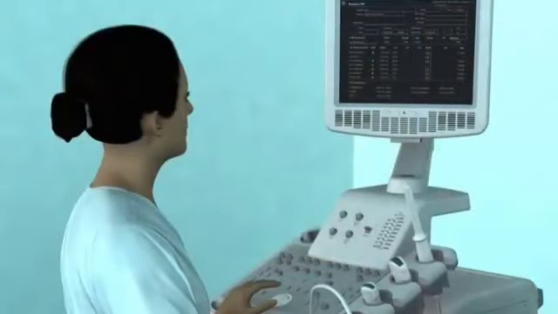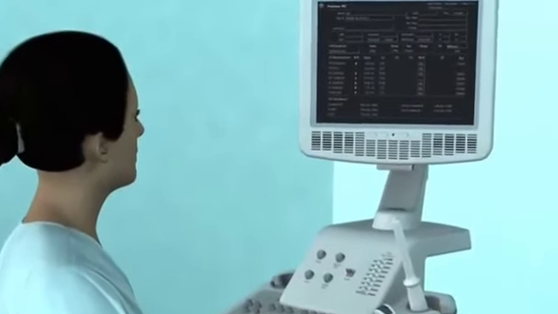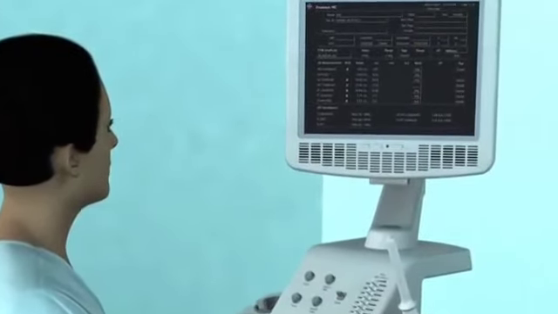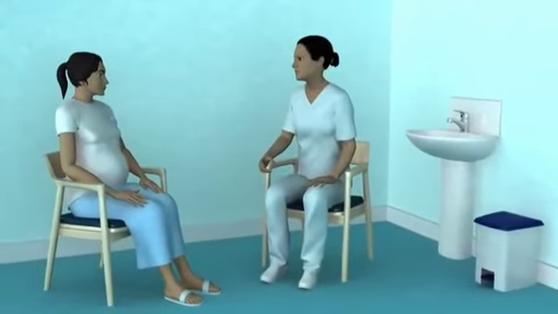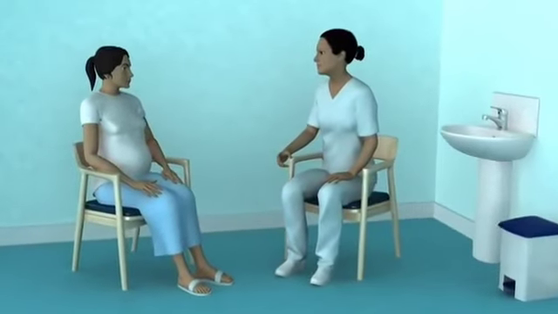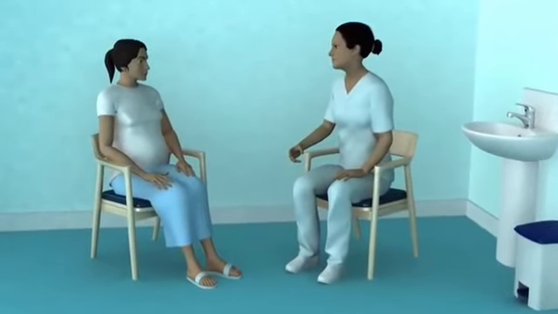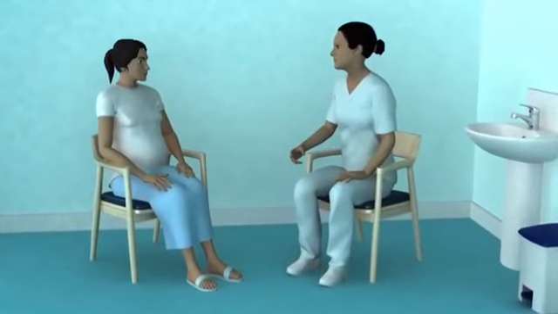Bring up the report mode on the ultrasound screen and check the measurements. Explain the scan results to the woman and give her the opportunity to ask any questions. Provide her with a handwritten or printed report, which she can then pass on to her caregiver.